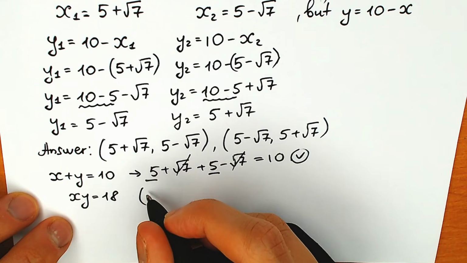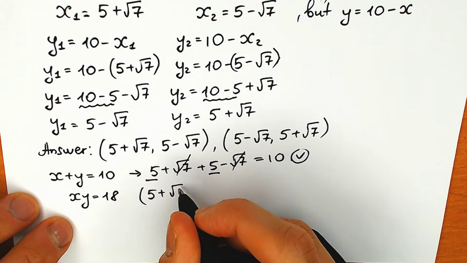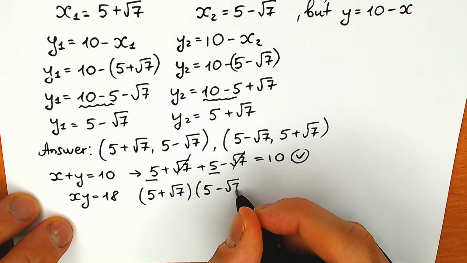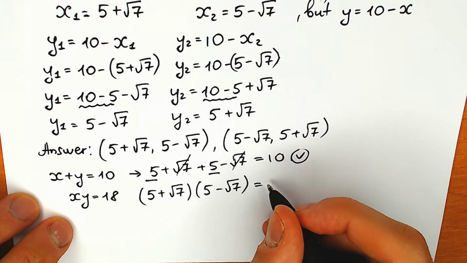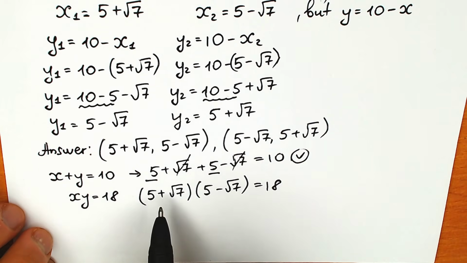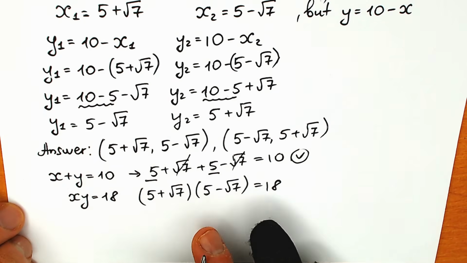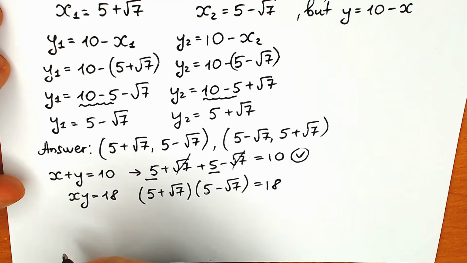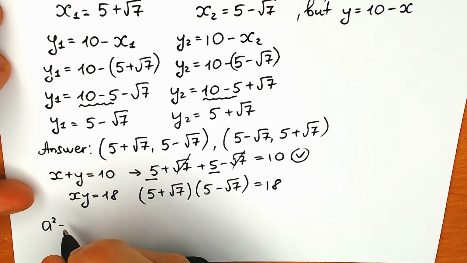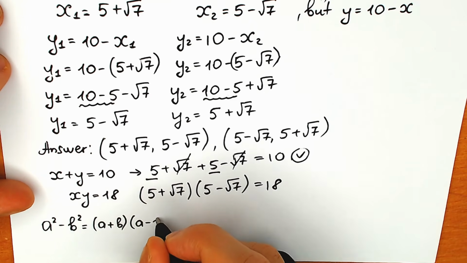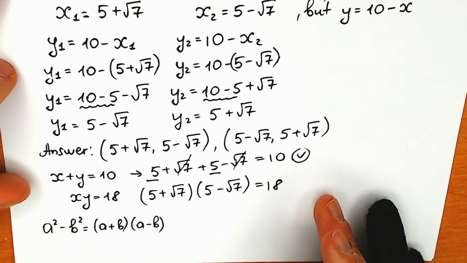Right now let's check our multiplication, the product of 2 parentheses. So we have (5 plus square root of 7) times (5 minus square root of 7), and this expression should be equal to 18. Of course, a lot of students might be multiplying parentheses by parentheses. But in this case, we have difference of squares. So let's remember this formula: a square minus b square equal to (a minus b) times (a plus b). This is a well-known formula.